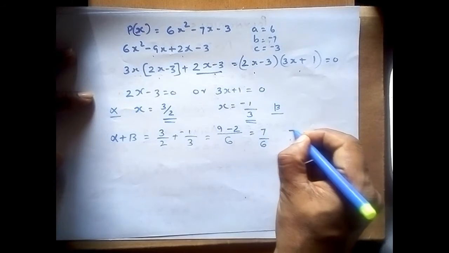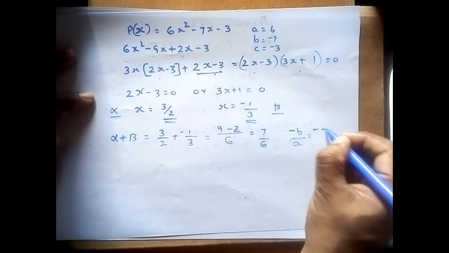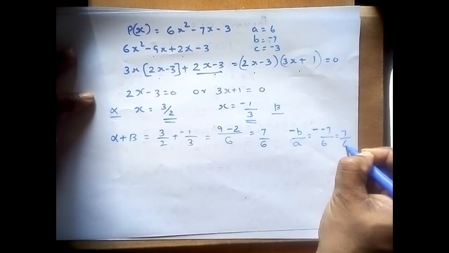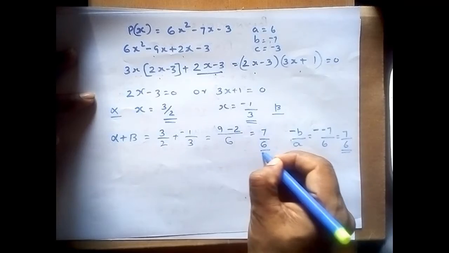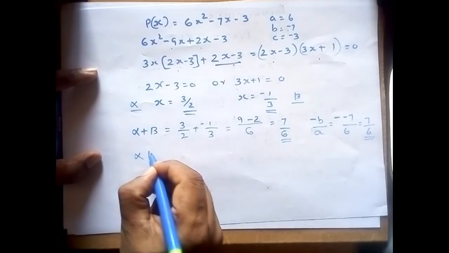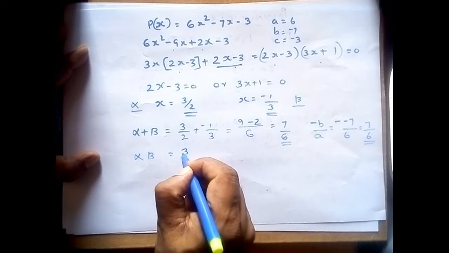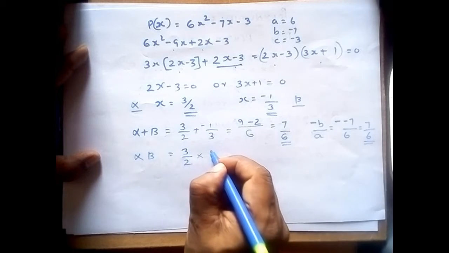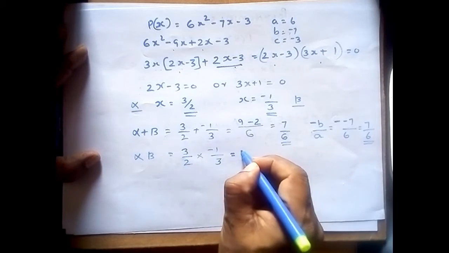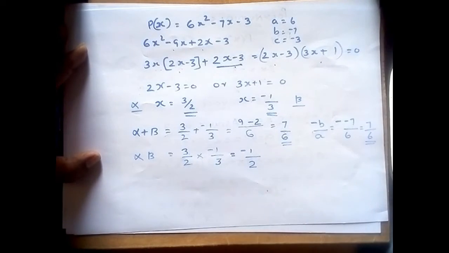What is minus b by a? Minus b by a is equal to minus of -7 divided by 6. That is equal to +7 divided by 6. Yes. So the rule is true here for alpha plus beta. Now let us see alpha into beta. Alpha into beta is equal to 3/2 into -1/3. That is equal to -1/2, because 3 and 3 are getting cancelled.